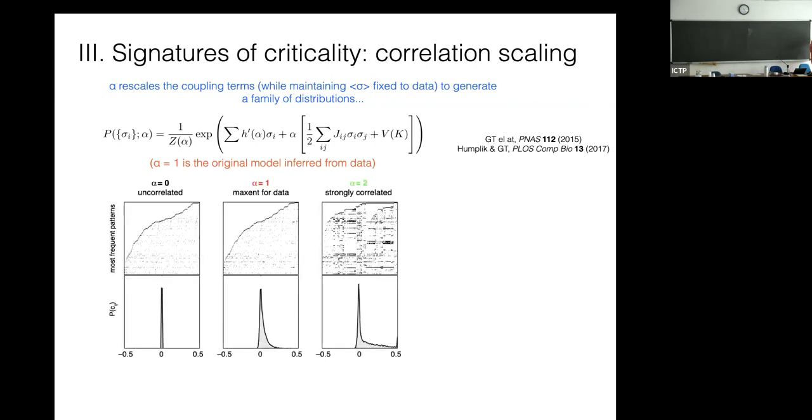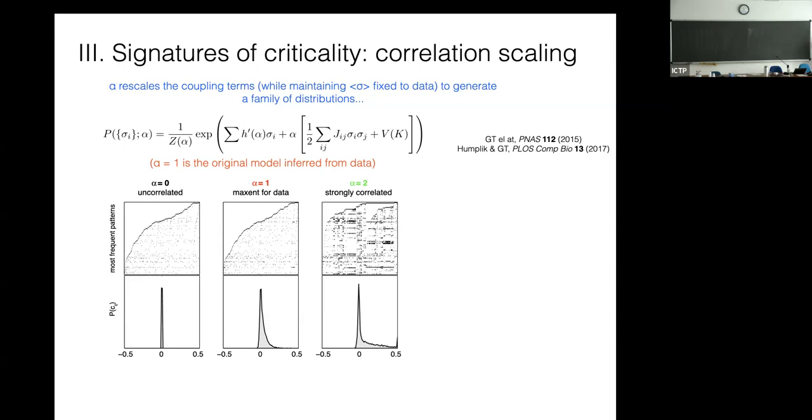So this would be when I set alpha to zero and they're not correlated. What you see here is just some example firing patterns, sorted. These are neurons, and these are firing patterns. The most frequent one is everyone quiet, a pattern where everyone is zero, and then more and more neurons fire. If you look at the correlations, consistent with alpha equals zero, there is no correlation among them.